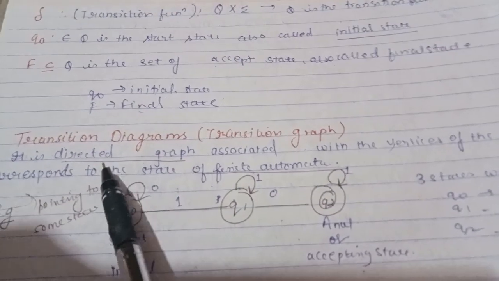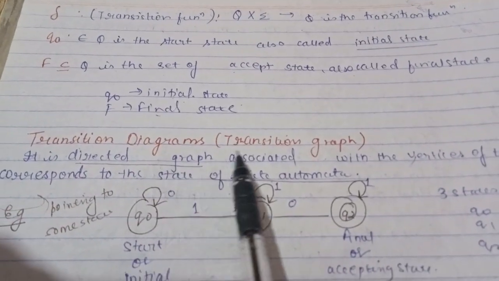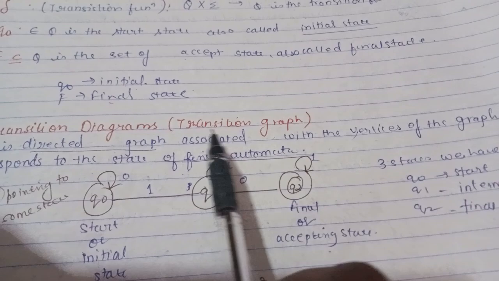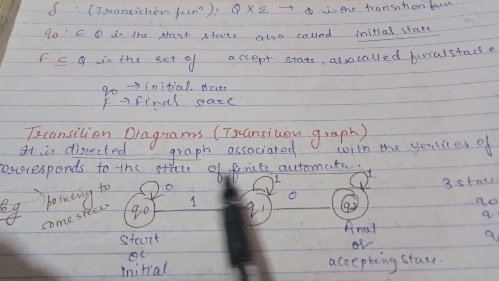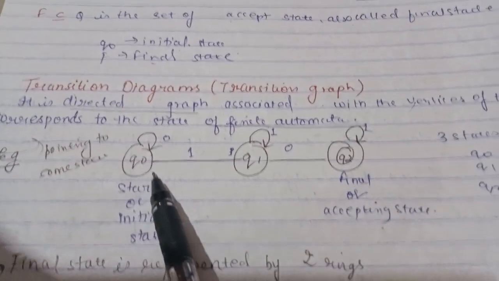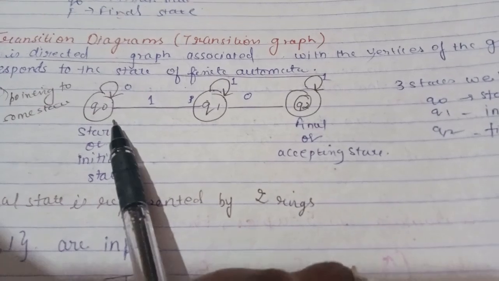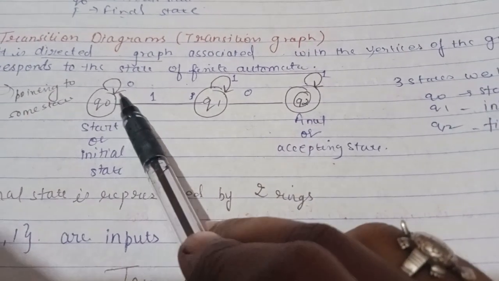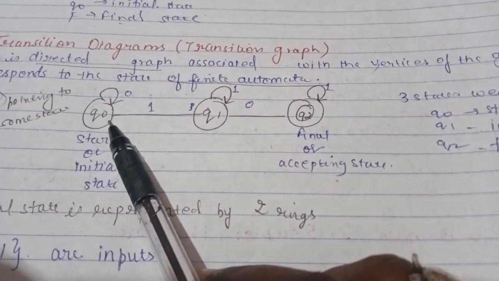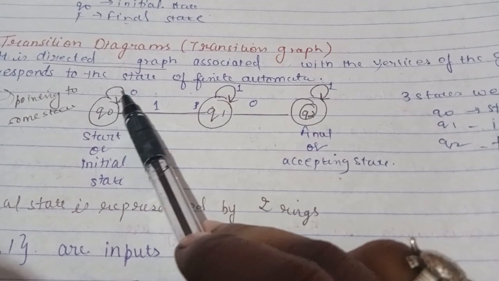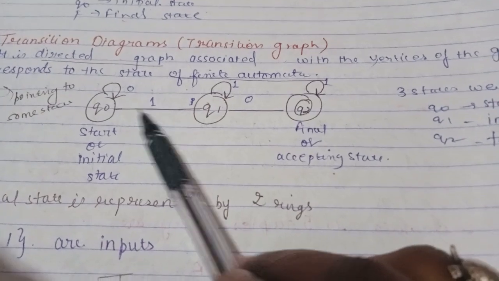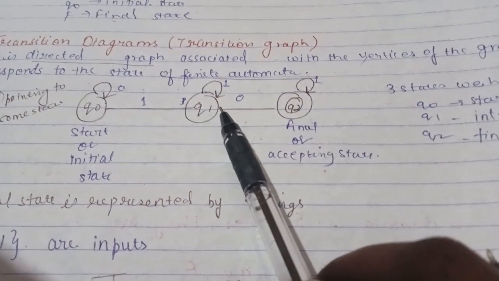Now we are going to learn about transition diagrams. Transition diagram is also known as transition graph. It is a directed graph in which the vertices of the graph correspond to the states of finite automata. Let us understand with this diagram or graph. Here q naught is the initial state, or you can say the start state. On giving the input 0, it goes to the same state, that is it has a self loop. Now if we give 1 as an input, it will go to the next state, that is q1.